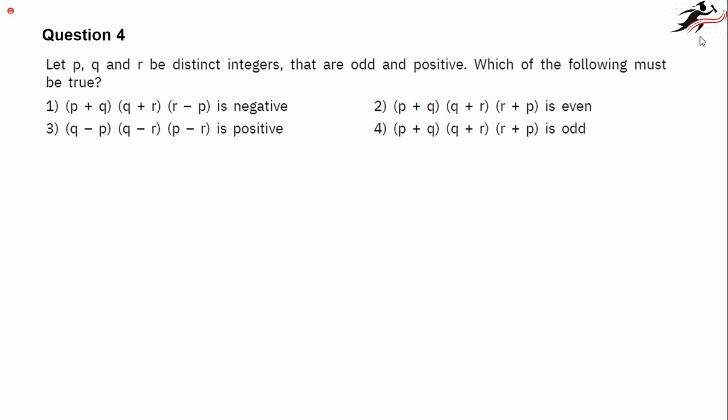Or what I can do is odd, odd, and odd. So odd plus odd is even. And any even number in a multiplication will always make my entire multiplication even. So this odd plus odd, even, will always make my entire multiplication even. So the second statement should be true without a doubt, right?